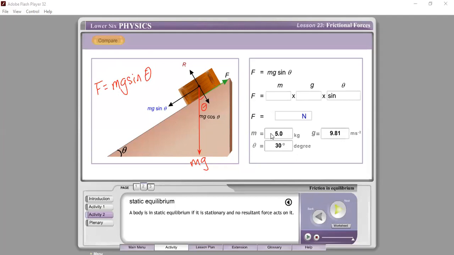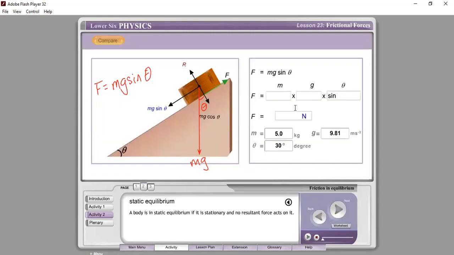Let's say the mass is 5 kg, g is 9.81, and the angle is 30 degrees. So how much is it? Using the calculator, we get 5 times 9.81 times sin 30, which is 24.53.